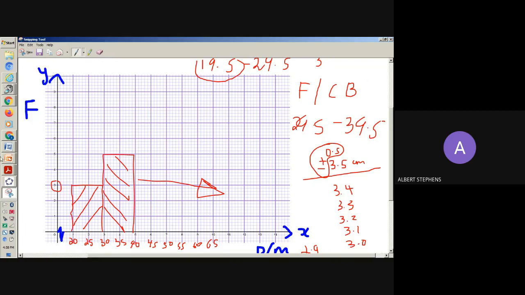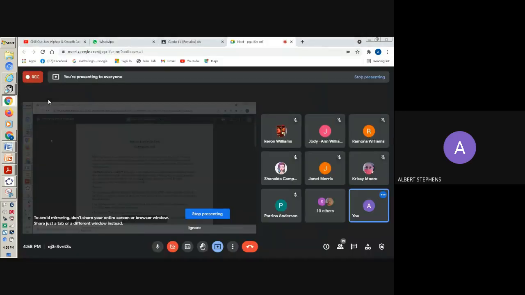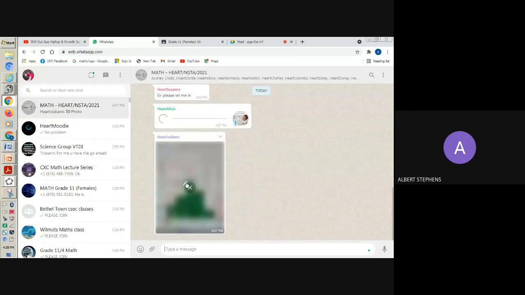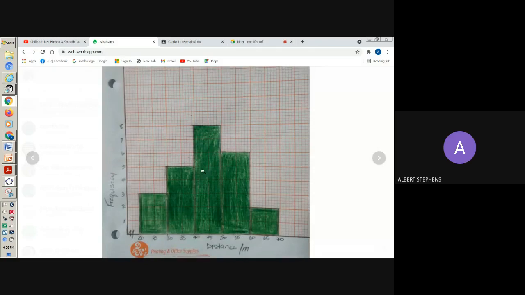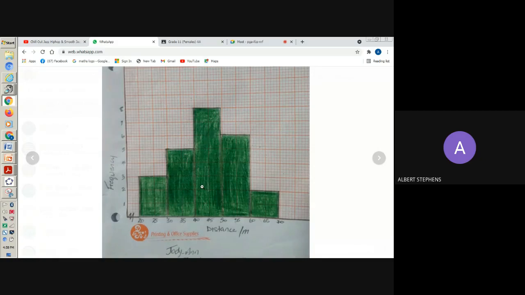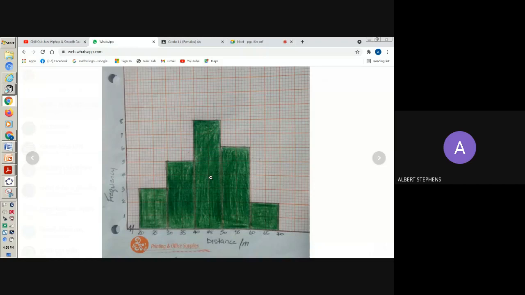Let me bring up Jody's work. Are you guys seeing this? So that's how it should look there. And if you look closely, it is actually in between. All right. So I need about two more work to be shown, and we can move on.